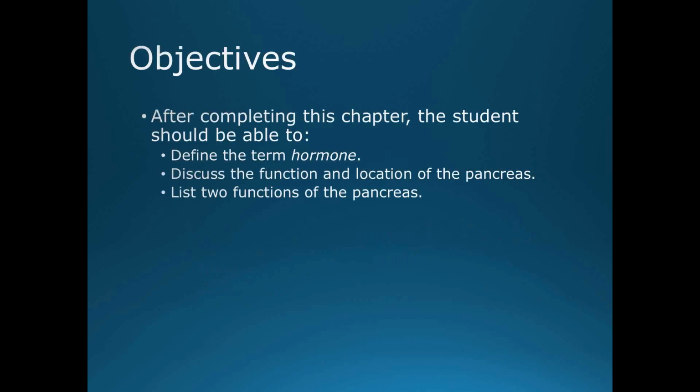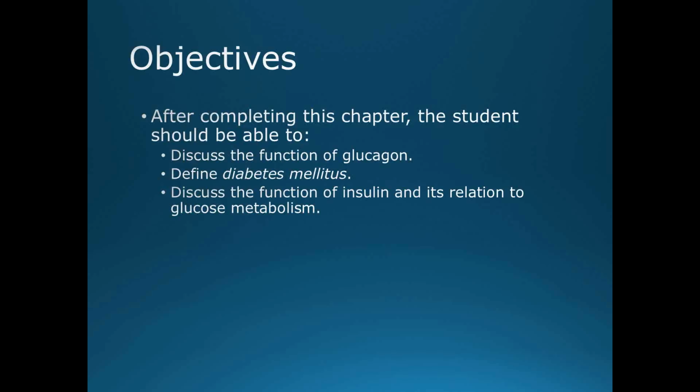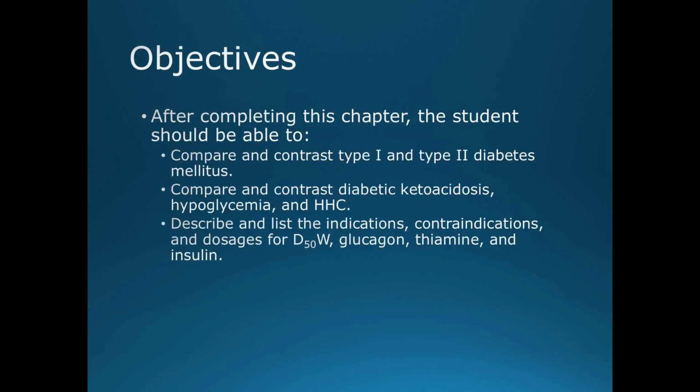So what we're going to do is define what a hormone is, and talk about the pancreas and what it does and where we can find it. We're going to talk about glucagon, a medication that we can give, as well as a natural hormone that's produced in the body. We're going to talk about diabetes mellitus and what it is for sure. We're going to discuss the function that insulin plays with glucose in our metabolism. We're going to talk about type 1 and type 2 diabetes, and you will be able to know the difference when we get done.